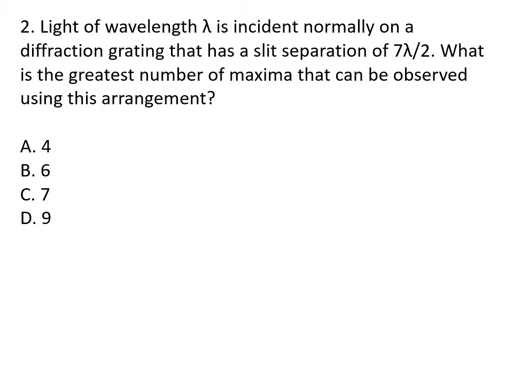All right, question number 2. Light of wavelength lambda is incident normally on a diffraction grating that has a slit separation of 7 lambda over 2. What is the greatest number of maxima that can be observed using this arrangement? We'll use the equation n lambda is equal to d sine theta, and we're going to solve for the number n, because n will tell us the subsequent maxima beyond the central maximum. If we count on both sides of the central max, we should get the full number of maxima. They're asking for the greatest number.